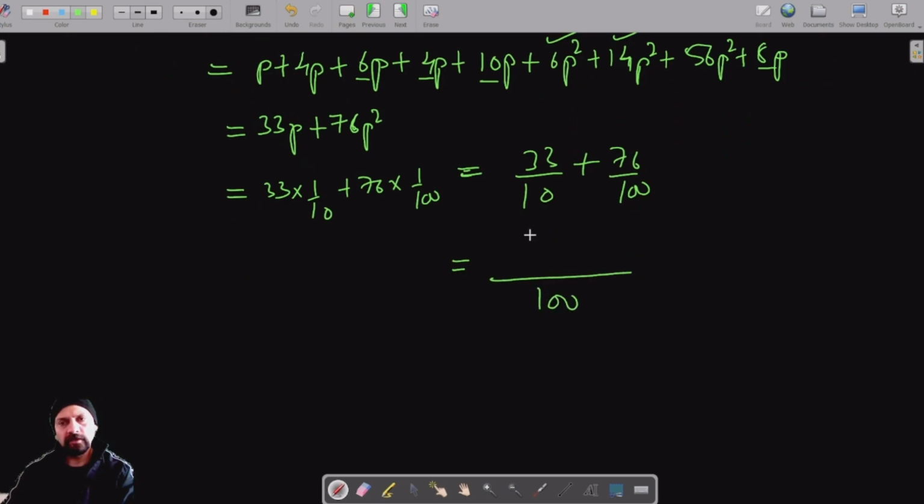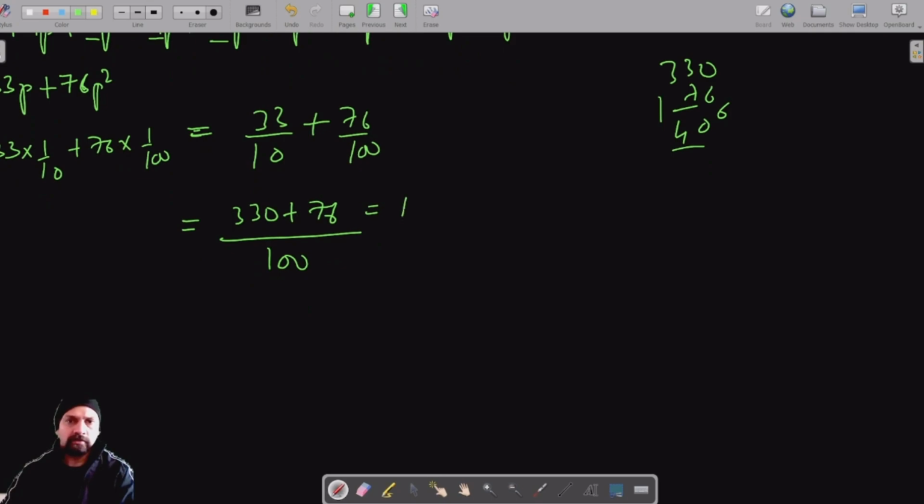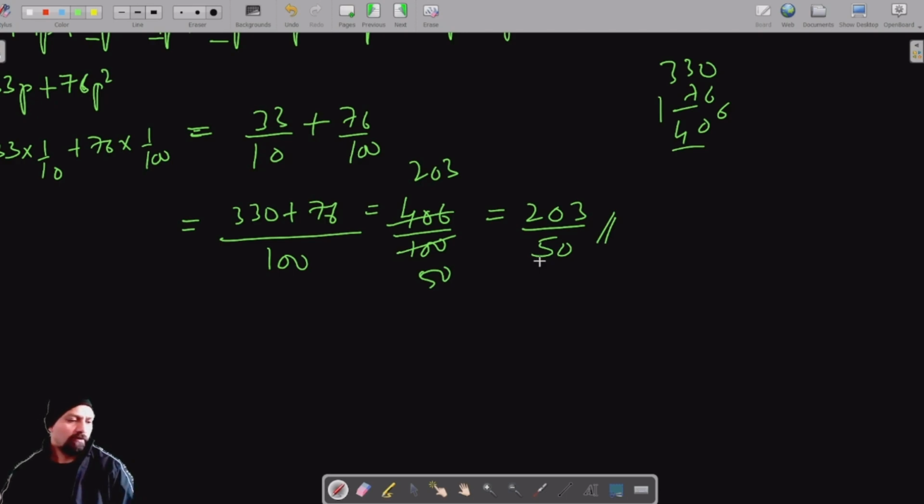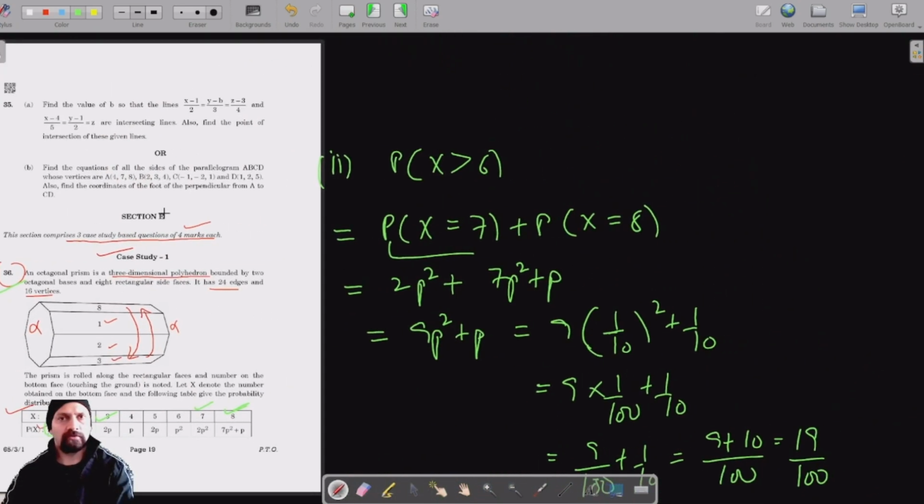And when we take 100 LCM, so this is 330 plus 76. So 330 plus 76 is 406. So this is 406 by 100, which gives us 203 by 50. And this solves our question number, the first case study, question number 36. Let's move on to question number 37.